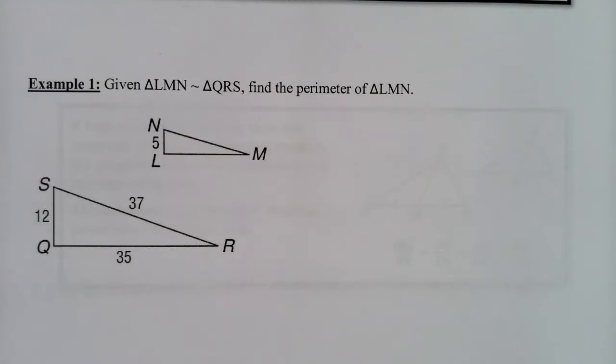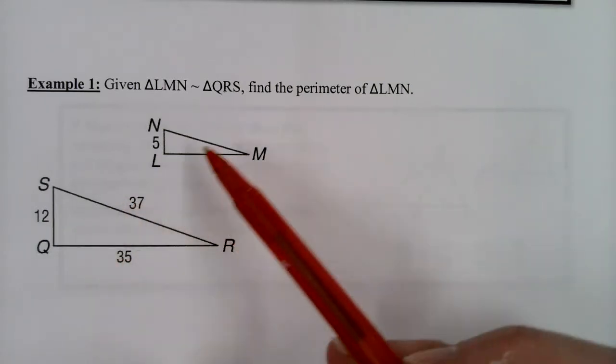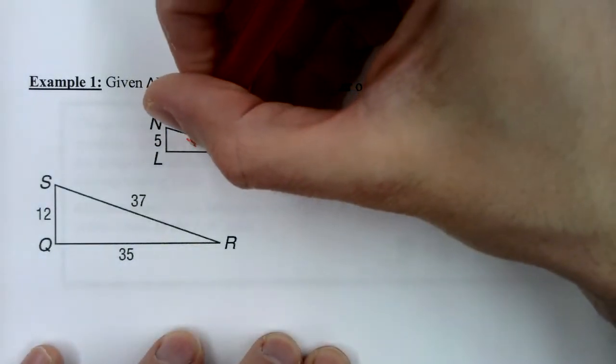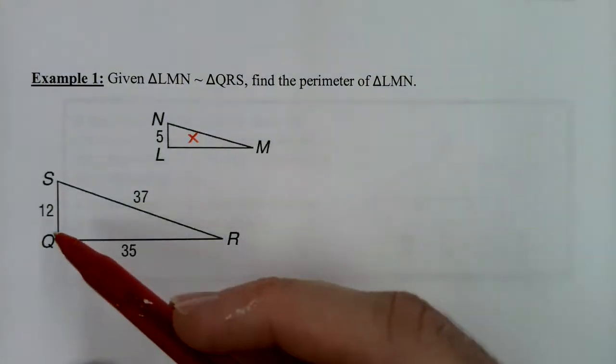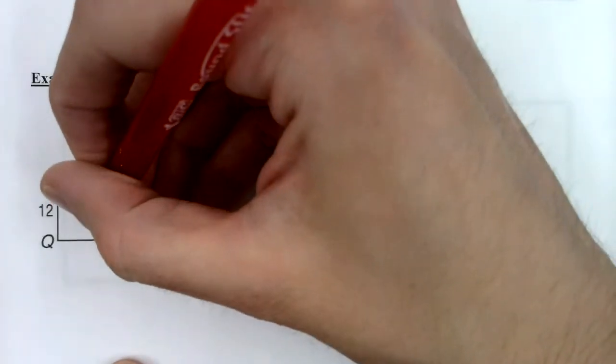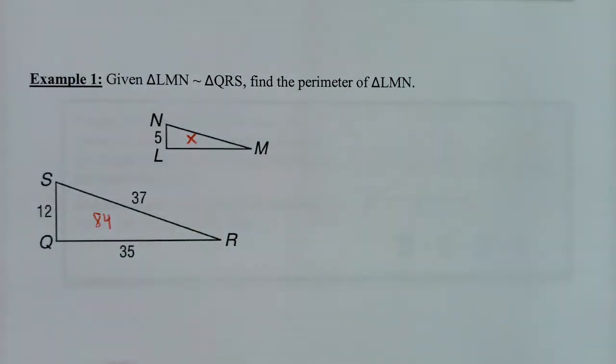All right. So what some people like to do is they like to write the perimeter inside the triangles. So we don't know the perimeter of triangle LMN. That's what we're trying to figure out. I'm just going to write an X in there. And let's add up these 3 sides. To get the perimeter of the big triangle, we're going to add up the 3 sides. 12 plus 37 plus 35 gives me that the perimeter is 84. So some people like to do that. They put the perimeters inside the triangles. You can do that if you want. If you don't want to do that, then just ignore that.